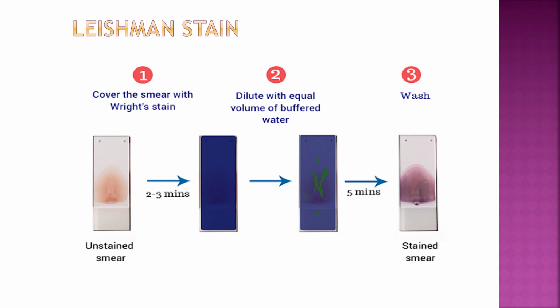The second method is Leishman stain or Wright stain. Flood the smear with the Leishman stain for 2 to 3 minutes. Then dilute it with an equal volume of buffer water. Then wait for 5 minutes, then wash and see the smear after drying by putting oil and using the oil immersion lens. So this is a stained smear.